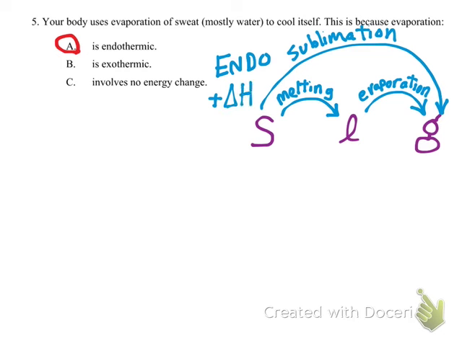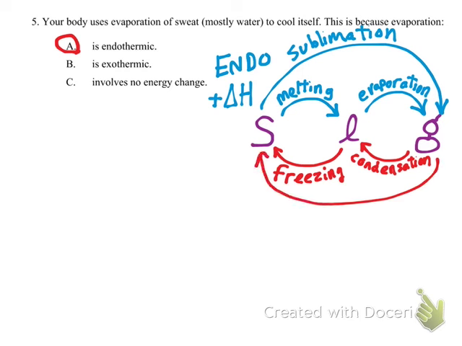Now on the flip side, let's talk about the exothermic processes. Going from a gas to a liquid, that's condensation. Going from a liquid to a solid, that's freeze! Everybody clap your hands! And that's freezing. And then finally, if we go from a gas directly to a solid, that's a process called deposition. So all three of these processes are exothermic and all carry a negative delta H.